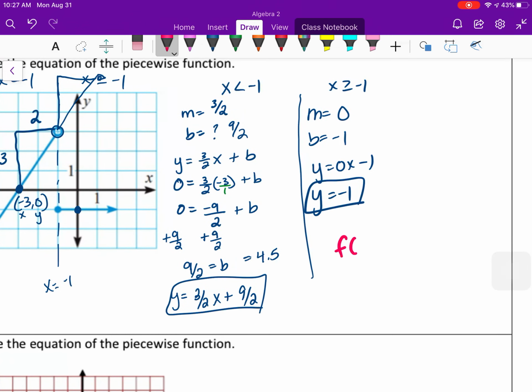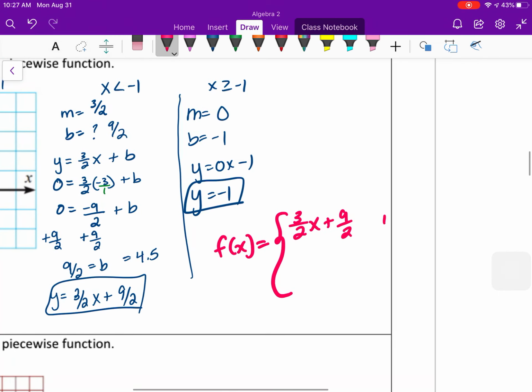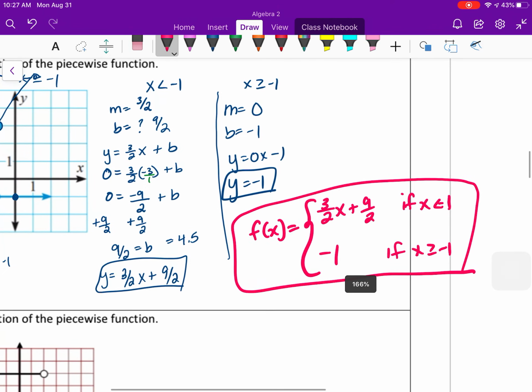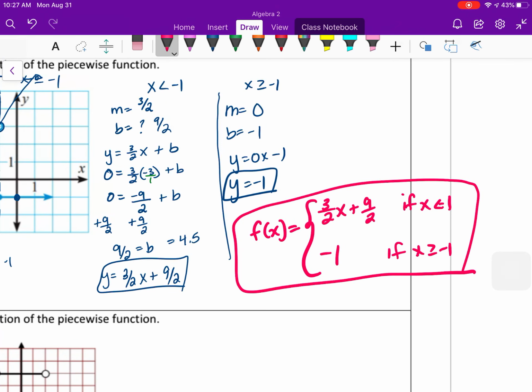So then putting that into function form, piecewise, the top would be 3/2 x plus 9/2, and that was if x was less than -1. And the other one would just be -1 if x is greater than or equal to -1. So you get the horizontal line, slope of 0.